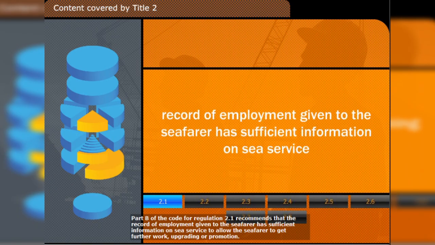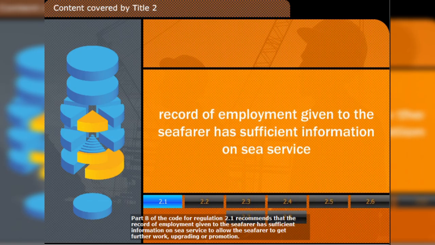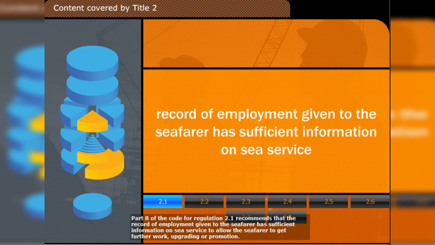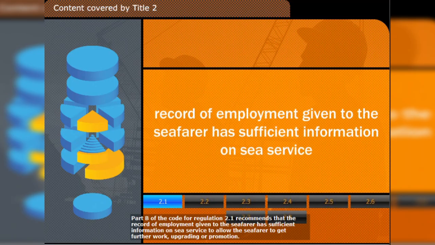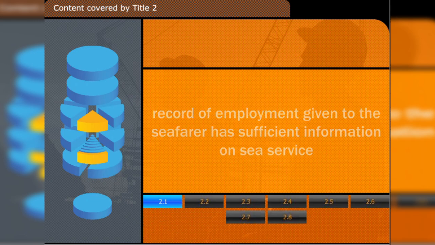Part B of the Code for Regulation 2.1 recommends that the record of employment given to the seafarer has sufficient information on sea service to allow the seafarer to get further work, upgrading or promotion.